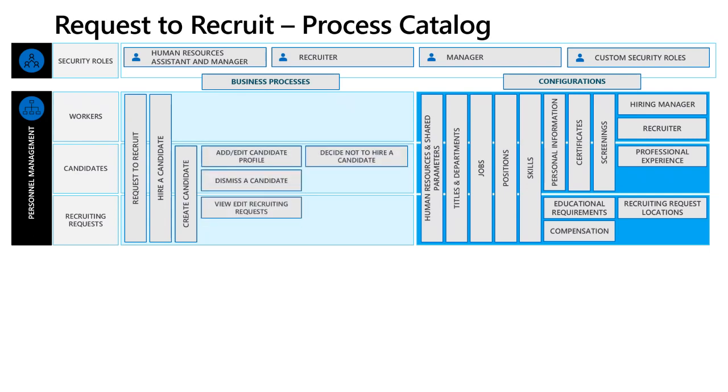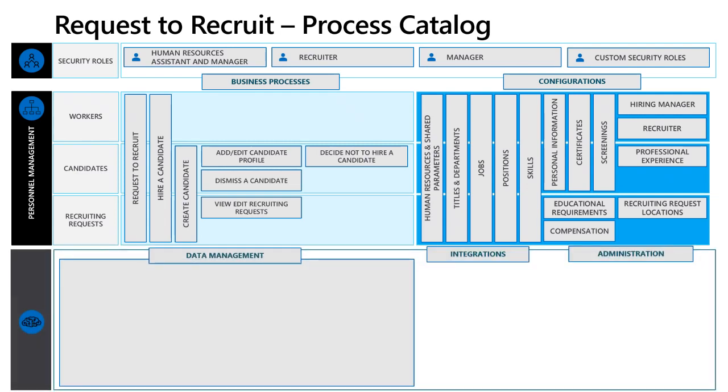Once all the configuration is complete, you can start managing and editing your recruiting requests and candidates. Again, remember, this can be done manually through the interface or through an integration with your ATS. You can choose to hire a candidate, decide not to hire them and indicate a reason code, or dismiss a candidate.